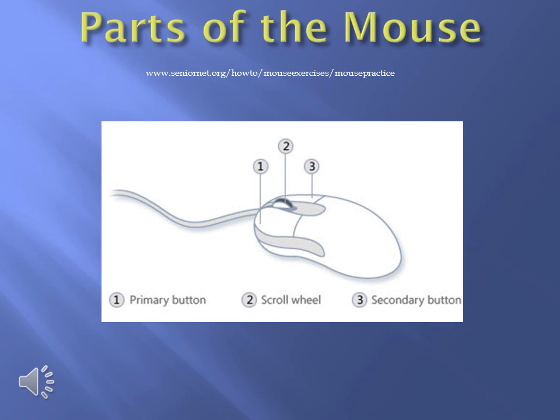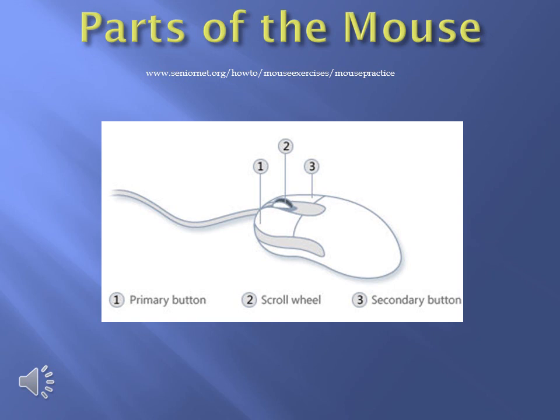The second one there, your scroll wheel, by moving that wheel as if it was a tire spinning, it's going to move your pages up and down, and it's a lot easier than finding those scroll bars and moving your pages that way. So you can experiment a little bit with your mouse on that.